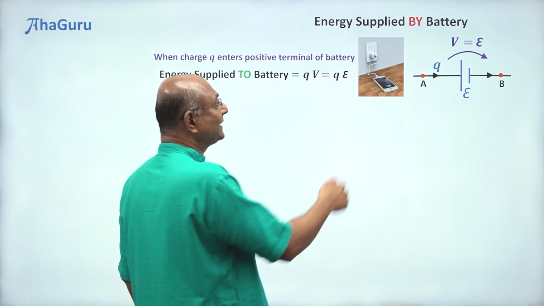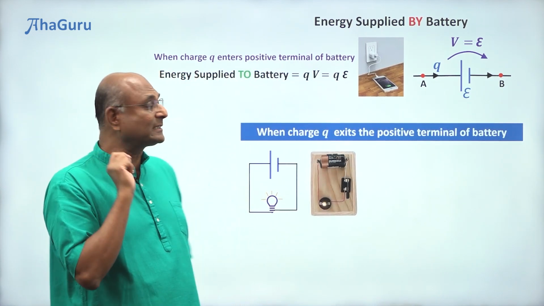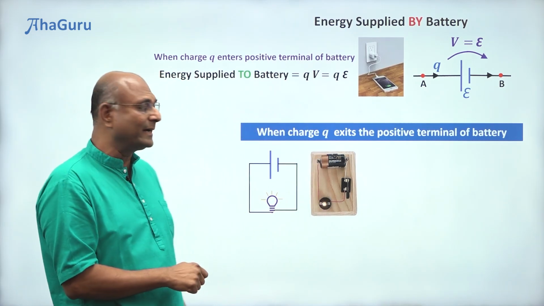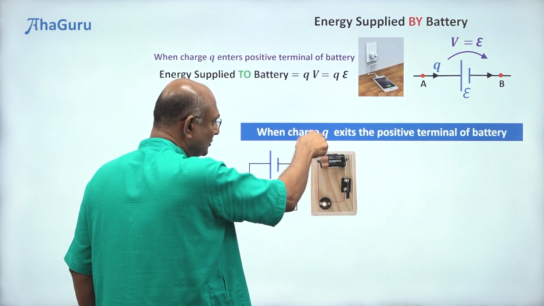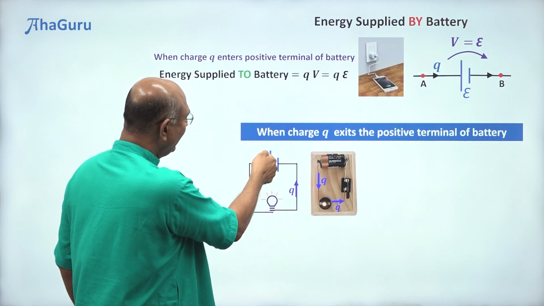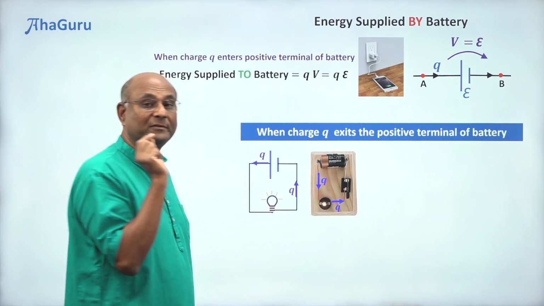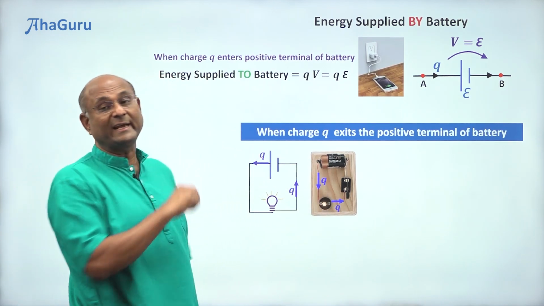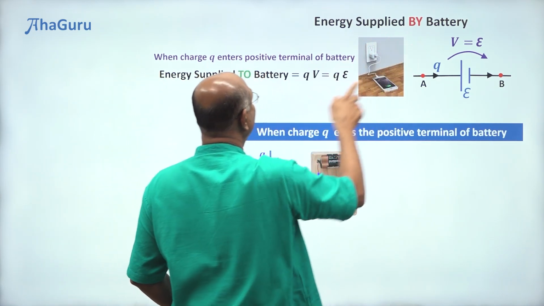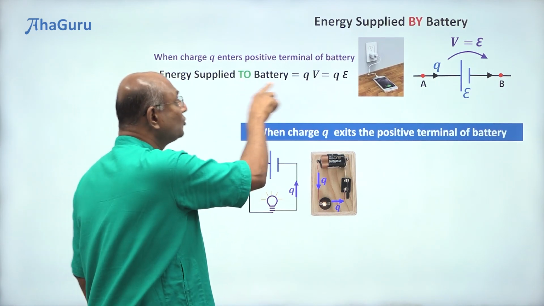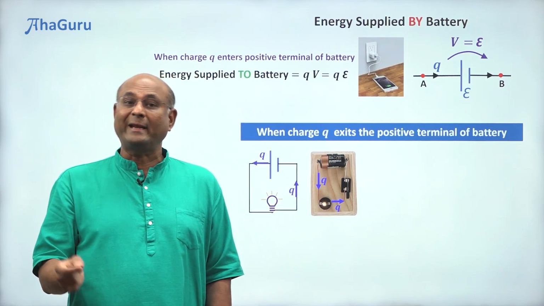We are looking at the situation where the charge comes out of the positive terminal of the battery. So when the charge exits the positive terminal of the battery, which is what is going to happen here, this is the positive terminal of the battery and the current is going to flow like this. So the charge is going to go like this, right? And so the same thing is shown here. And you can see that the charge is coming out of the positive terminal of the battery. And in this case, I'm interested in how much energy is supplied by the battery. This is telling me how much energy is supplied to the battery, which is useful in certain cases, but in most cases, I'm interested in how much energy is supplied by the battery.